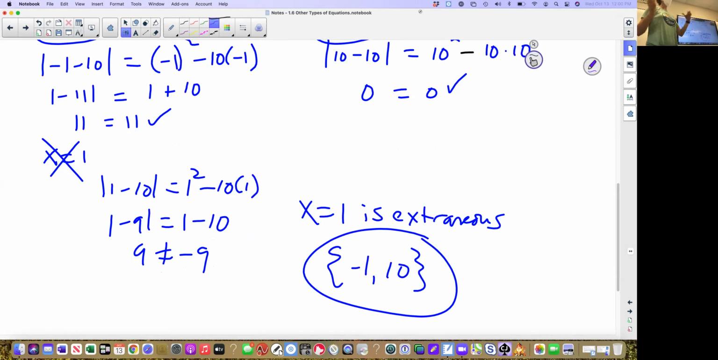Okay, so absolute value is 2 equations in one. Simply write the 2 equations, then solve it. It might be linear, might be quadratic, might be some other type of equation. Everybody good? Yeah. Okay, terrific.